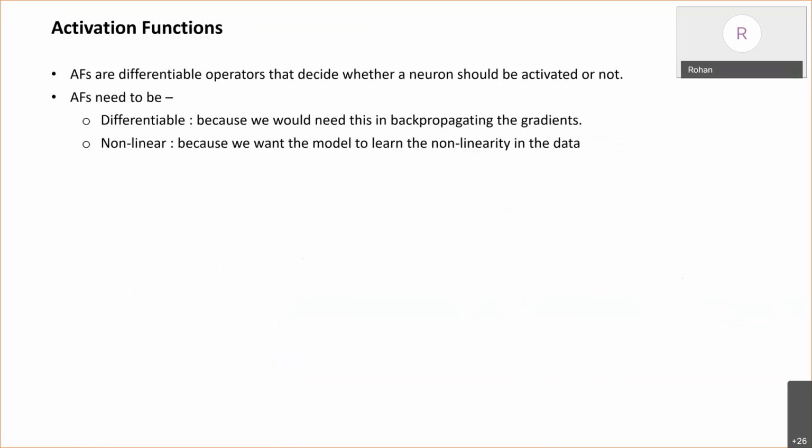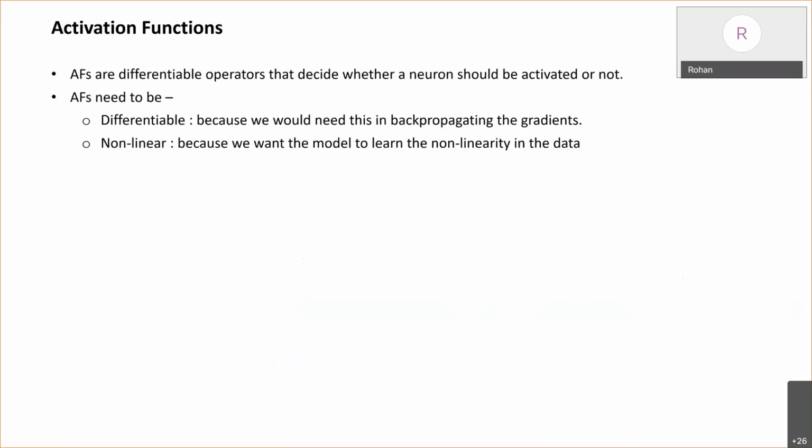So every neuron will have an activation function, or every layer, the neurons in each layer will have an activation function associated with it, right? And these activation functions should be differentiable, because we will need the gradients of those functions, or the gradients of those neurons, when we will be backpropagating for the training process, correct?